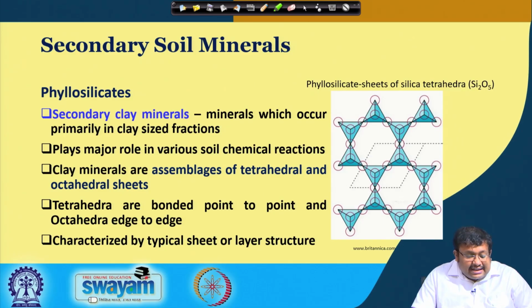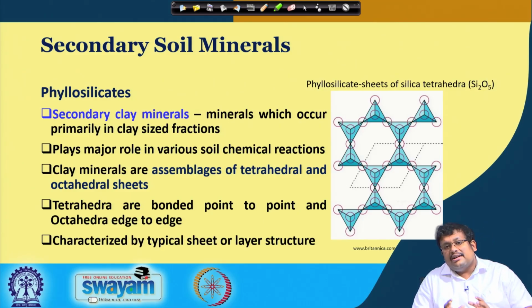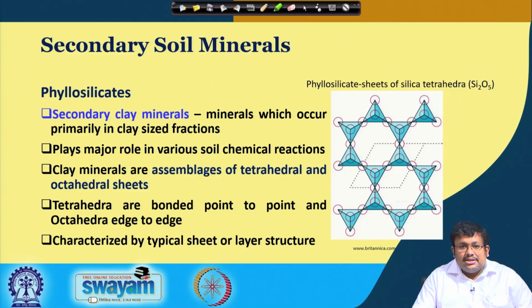And remember that in clay minerals, the tetrahedra are bonded point to point, which we have already discussed, whereas the octahedra are bonded from edge to edge. So, it is basically characterized by the typical layer or sheet-like structure. Remember, phyllo means phylum or leaf-like structure. So, the name came from this leaf-like shape. So, these are the clay minerals. As you can see here, this is a structural unit of the phyllosilicates.